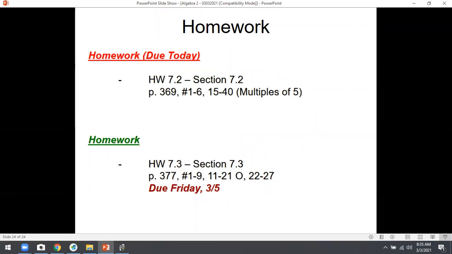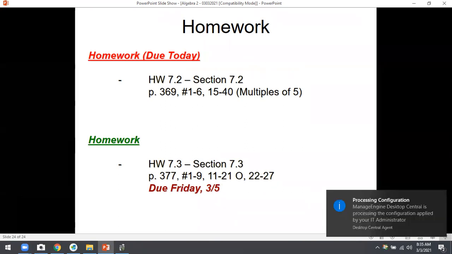Due on Friday. Total work day tomorrow. We'll warm up tomorrow and review this stuff, but that's about it. And don't forget to turn in homework 7.2.